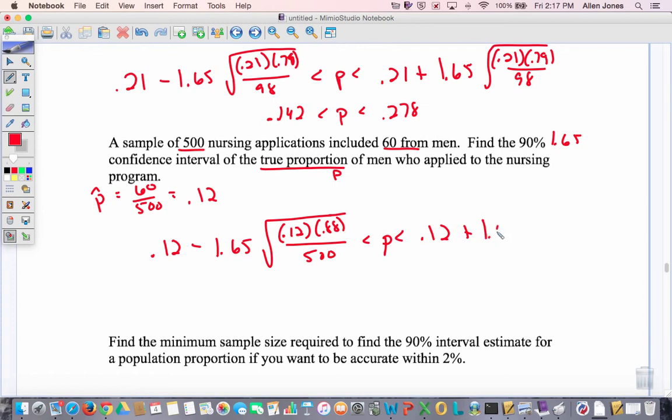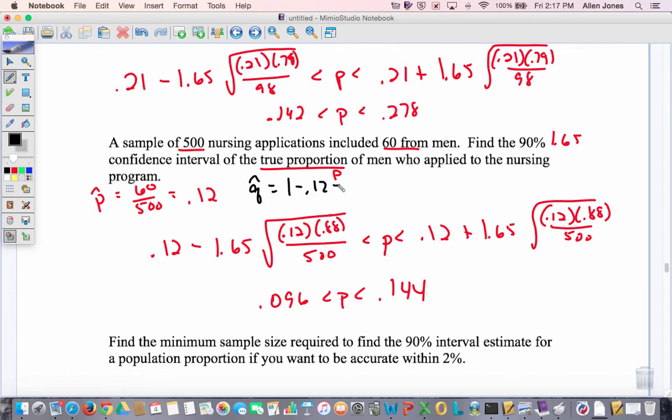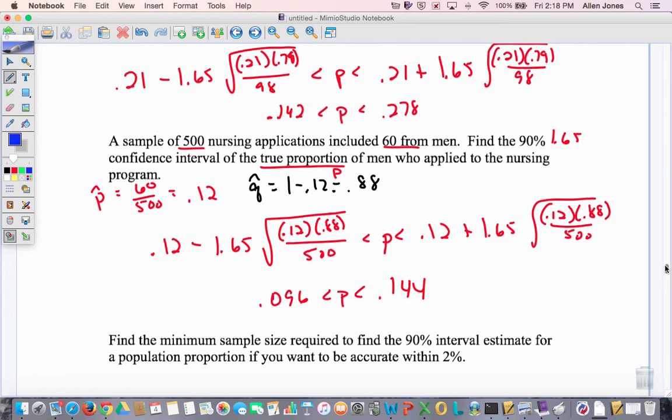We're constructing our interval for the proportion. So we have 1.65 and 0.12, 0.88, and 500. And our interval runs from 0.096 to 0.144. Okay, so I'm going to backtrack here, but I'm going to assume we all knew that Q hat was 1 minus 0.12, or that's where I got the 0.88 from. There's our P hat and Q hat, 0.12 and 0.88.